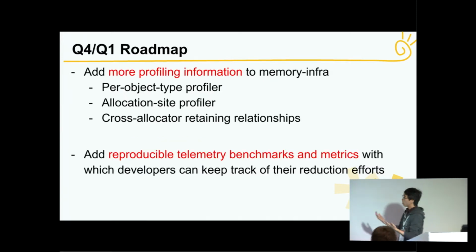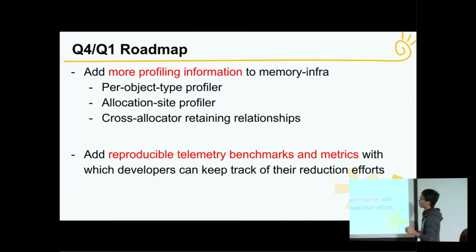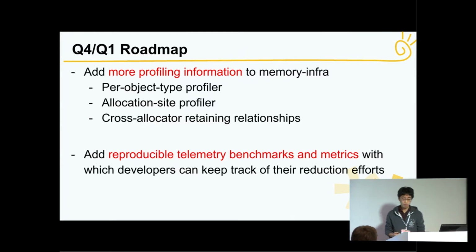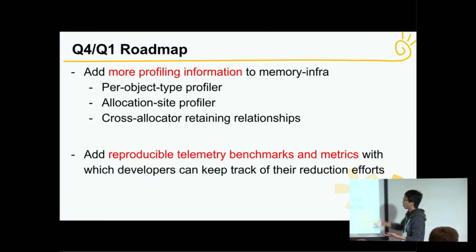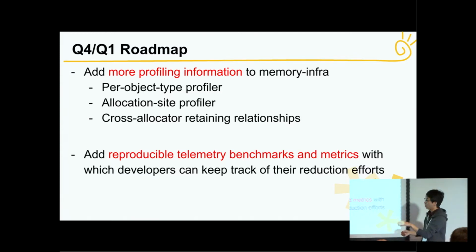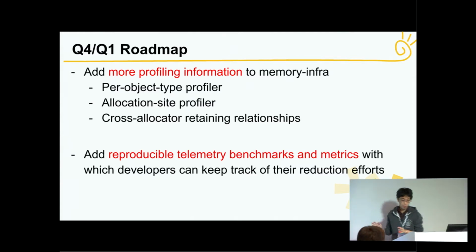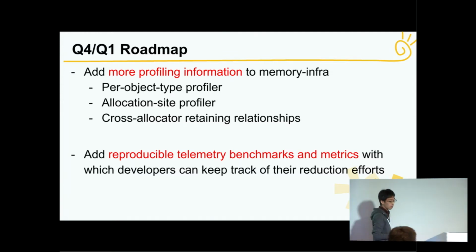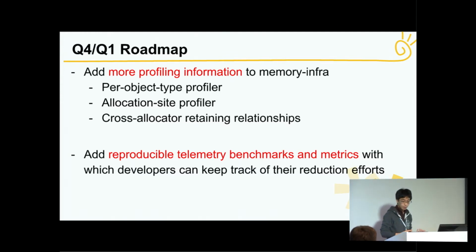So this is the roadmap for Q4 and Q1 regarding tooling. We are planning to add more profiling information to memory-infra, which is a per-object-type profiler, an allocation size profiler, and cross-allocator retaining relationships. And also, we are planning to add reproducible telemetry benchmarks and metrics with which developers can keep track of their reduction efforts with confidence.